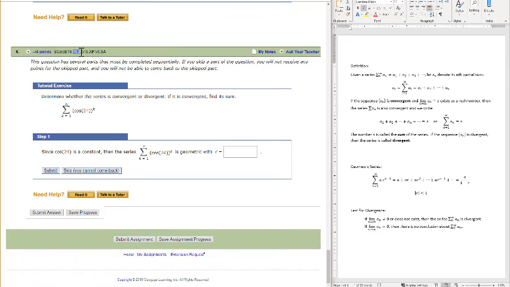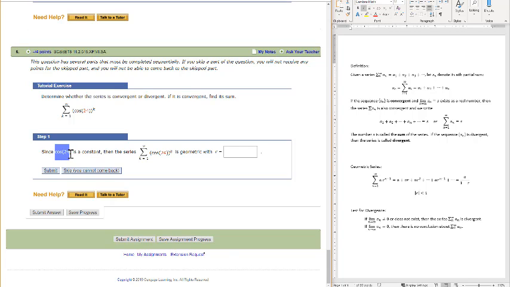Let's do a problem from your lab assignment, section 11.2. They want us to determine whether the series converges or diverges. If it converges, find its sum. So we have a series as k goes from 1 to infinity of cosine 24 raised to the k power.